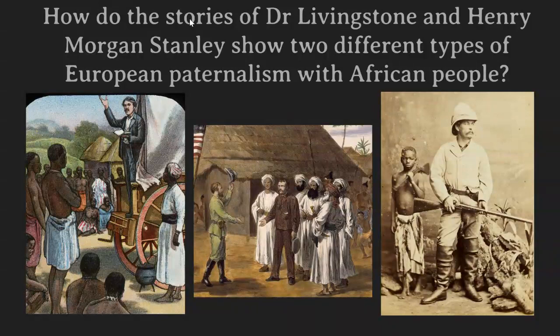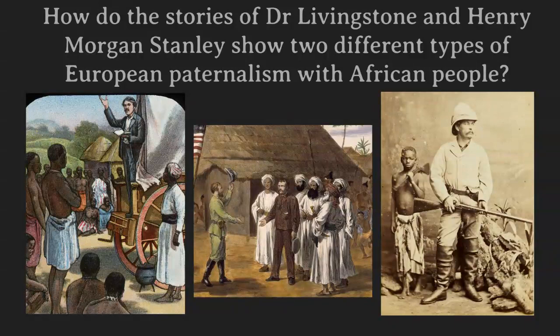This picture in the middle is allegedly the way that it went down when Henry Morgan Stanley here on the left met up with Dr. Livingstone here on the right. Dr. Livingstone was living as a missionary, trying to convert the Muslims, and Henry Morgan Stanley was going to rescue him.